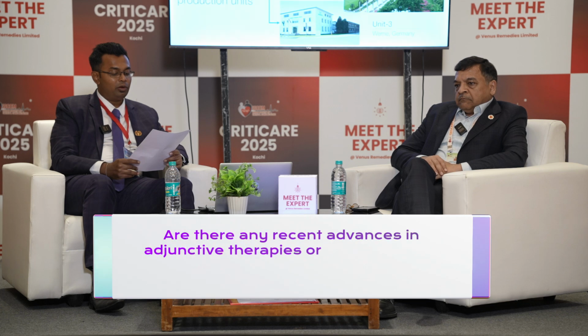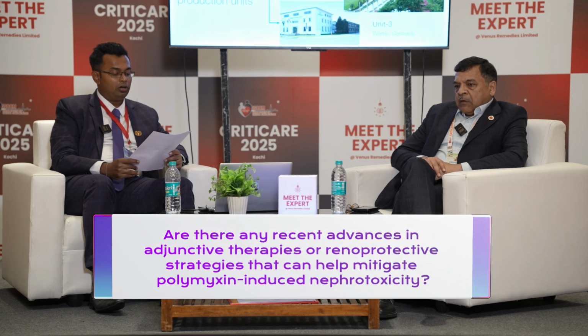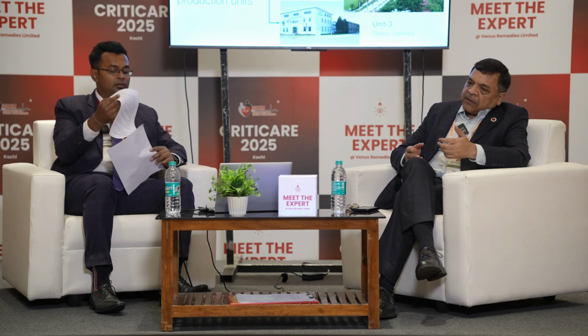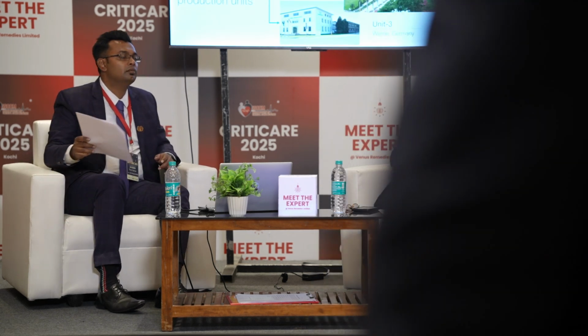Are there any recent advances in adjunctive therapies or renoprotective strategies that can help mitigate polymyxin-induced nephrotoxicity? There could be certain combinations which can reduce the stress to the tubules and decrease the toxicity, but I am not very sure how they are working, and we need a proper study and trial to prove their efficacy, if they are working.